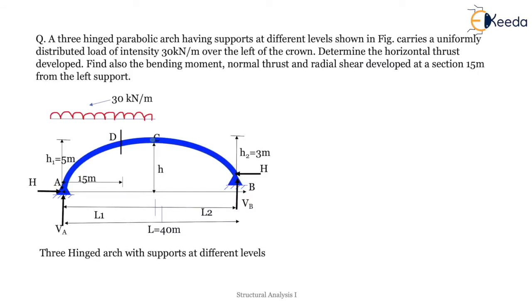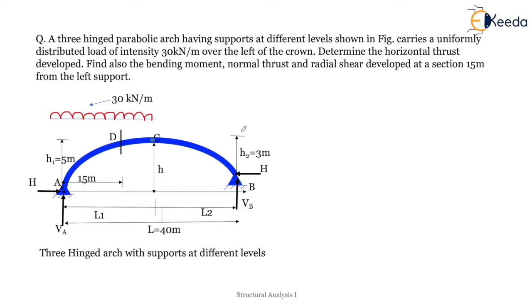Here is a problem: a 3-hinged parabolic arch having supports at different levels as shown in the figure, and it carries a uniformly distributed load of intensity 30 kilonewton per meter over the left of the crown. Here, to the left of the crown, we can see the UDL acting. We have to find the horizontal thrust developed, and also the bending moment, normal thrust and radial shear developed at a section 15 meter from the left support.